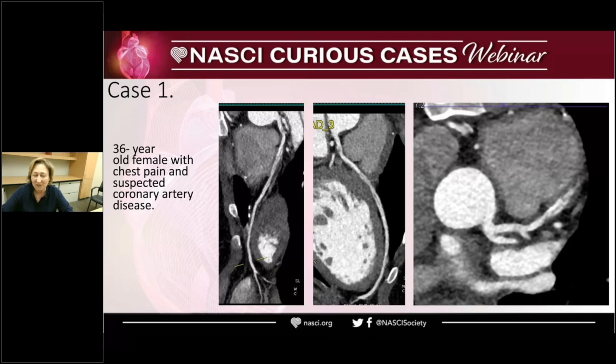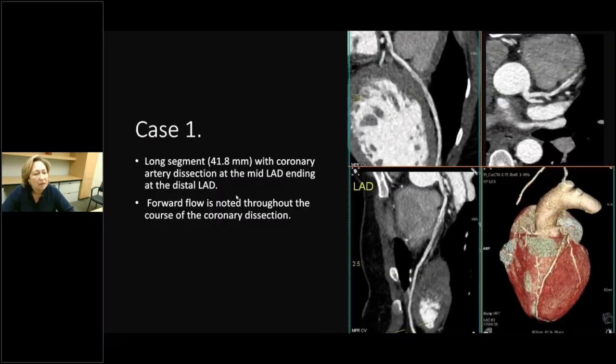Yeah, exactly. So when I see that the chat is popping up, also a dissection, that is absolutely correct. This patient, this is a case of spontaneous coronary artery dissection. Here we go. So this was approximately 4.2 centimeters long. That is a really long coronary artery dissection in the proximal mid LAD, and then ending at the distal LAD.